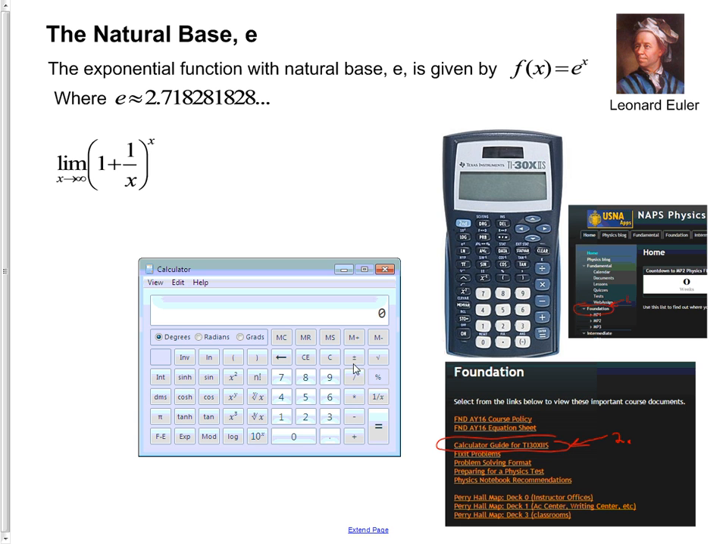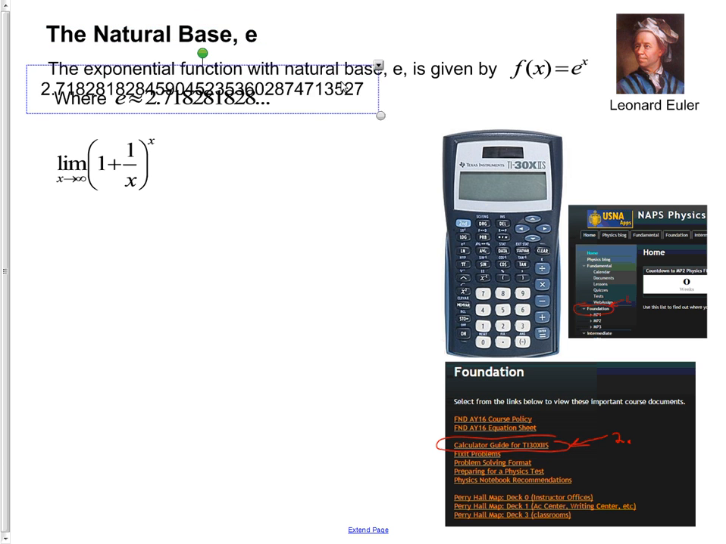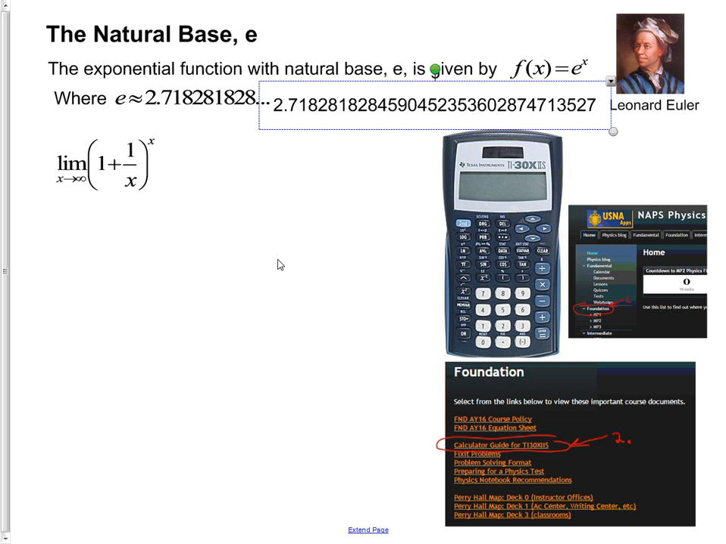I found my e to the x by doing this one here. If I put in 1 and then e to the x, here it is, spelled out in great detail. You can see that this is a huge number with lots and lots of decimals that continue to not repeat after a long time. In any case, this particular function is based on this natural number. How does this natural number come about?